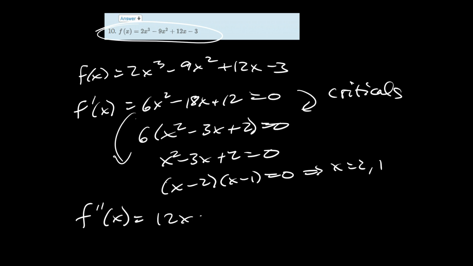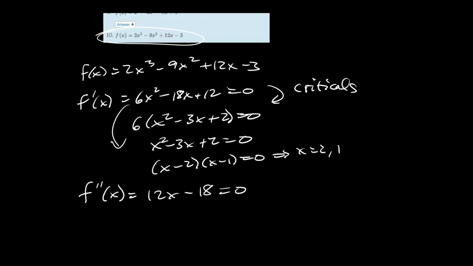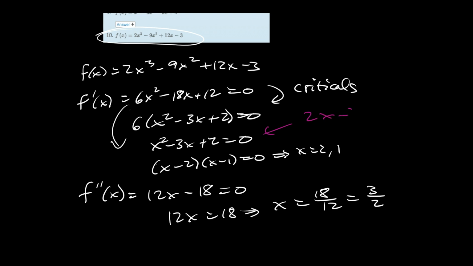So that's 12x minus 18. I'm going to set that to 0 as well. So 12x equals 18, so that would be x equals 18 over 12, or to go, that would be 3 over 2. We would have gotten the same thing if we would have just taken the derivative of the first derivative. If you take out the 6, it would be 2x minus 3 equals 0, and then you'd get 3 halves as well.